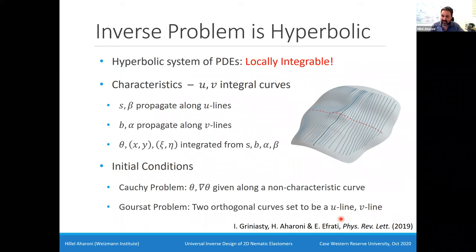I want the perpendicular derivative of this director field to be something, whatever I want. I just have to make sure that it's nowhere parallel to a characteristic curve. And then I can integrate a Cauchy problem. So I can basically solve for a director field on some portion of my target geometry that sits around the initial curve.